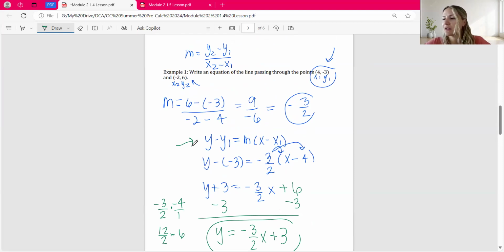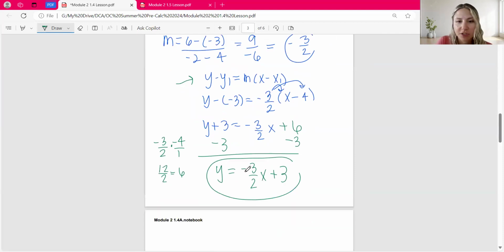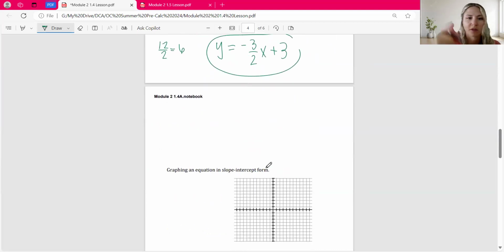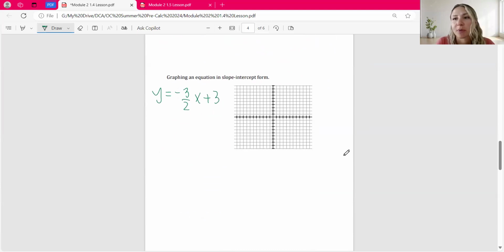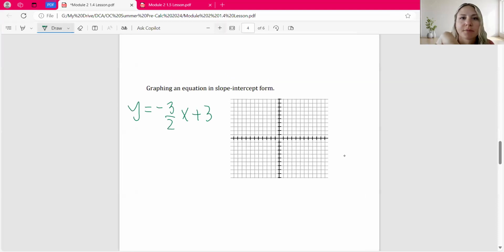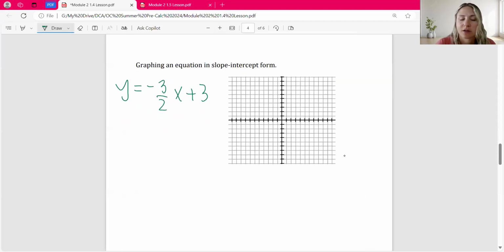Okay. Now let's talk about graphing lines. We're actually going to graph this line that we just found the equation of, so I'm going to write it over here. y equals -3/2 x plus 3. So a refresher on graphing an equation in slope intercept form. Here's an equation in slope intercept form. First thing we want to do is plot the y-intercept. And we know our y-intercept is the b value, and in this case, the b value is 3. So I plot that first. 1, 2, 3.